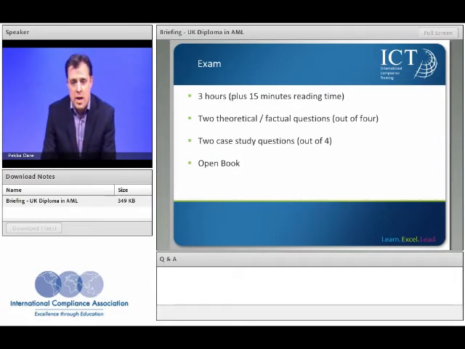Open book means just that. You can take anything at all written down into the examination. So your own notes, the course materials, your assignments, virtual answer frameworks. The only thing you're not able to take in is electronic media.